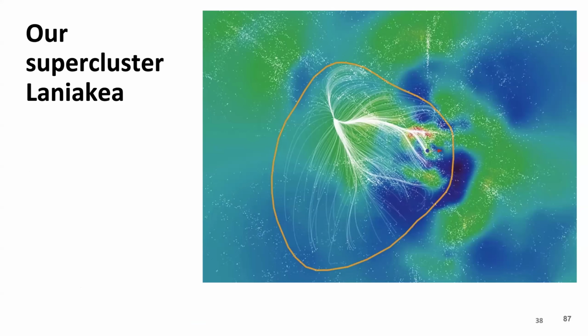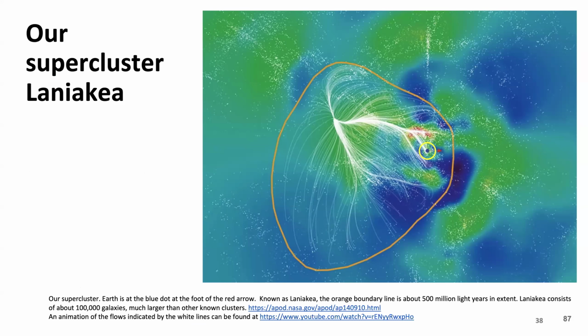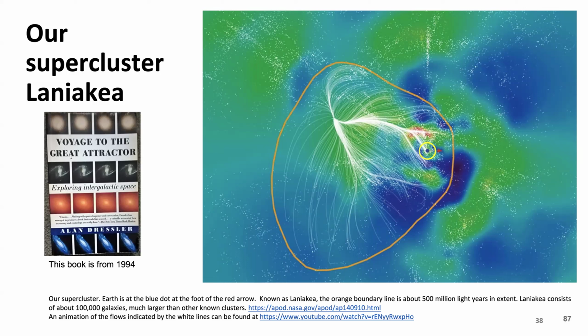There's also a supercluster, Laniakea, with a flow of stars and galaxies and clusters of galaxies toward this point. And there's our location. Again, these are derived from the motion of the objects, not from a photograph. And there's a book, I think it's been republished, by Alan Dressler about the Great Attractor.